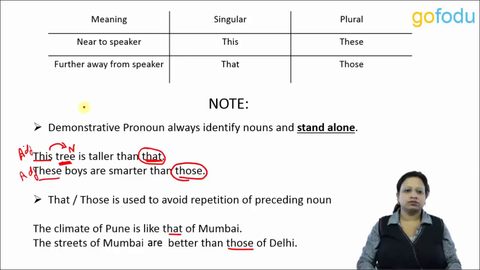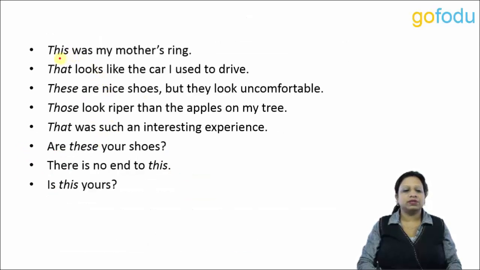All right. Now let's see some more examples. This is my mother's ring. Pointing at something very closer to you. That looks like the car I used to drive. That over here is a pronoun. These are nice shoes, but they look uncomfortable. So these is a demonstrative pronoun. Now tell me, what is they over here?